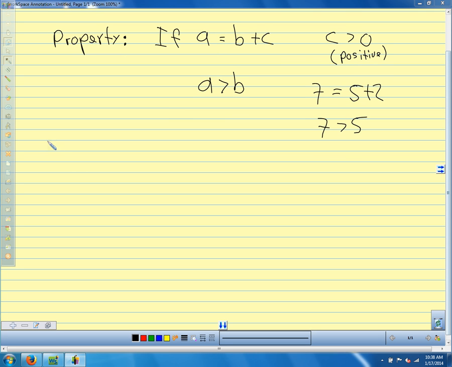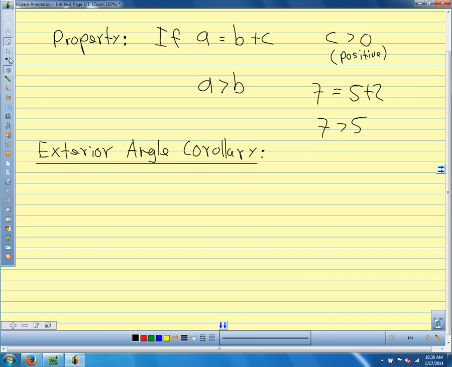So the first thing we're going to do is talk about the exterior angle corollary. We've talked about corollaries a couple of times. A corollary is just something we can figure out easily from an original theorem. So let me draw a picture so we can remember what an exterior angle was and how we talked about it. It was a little bit ago that we talked about exterior angles. So 1, 2, and 3.